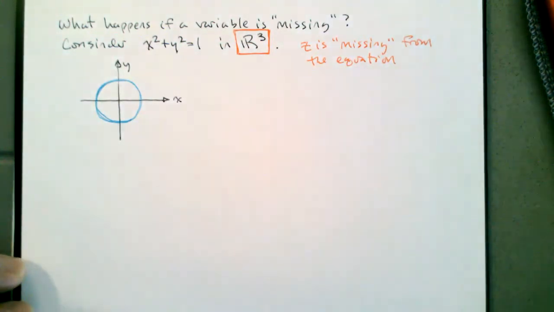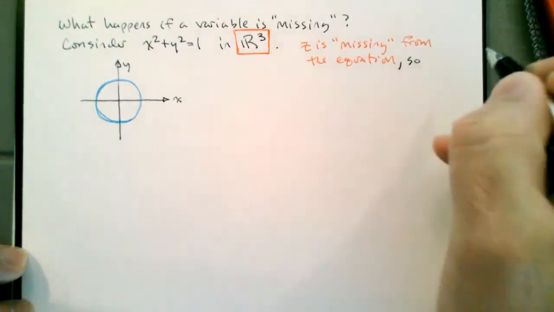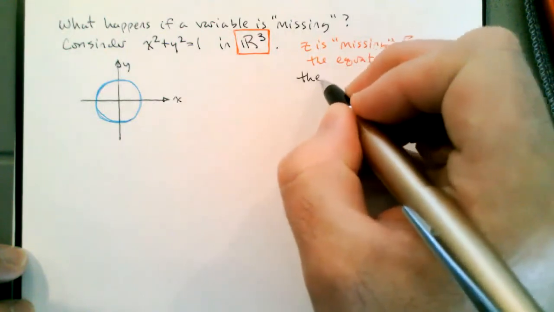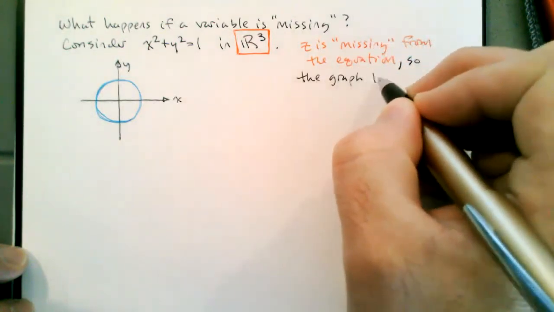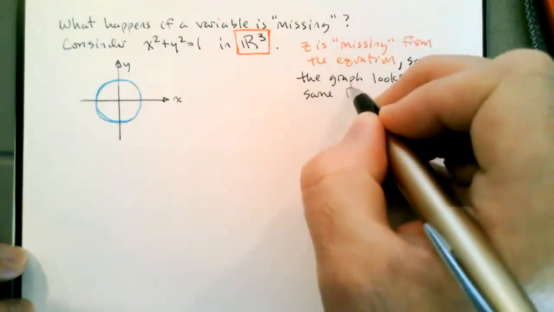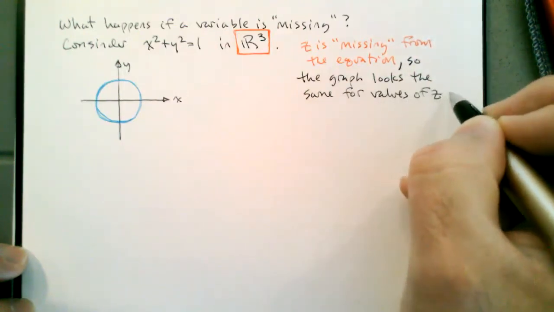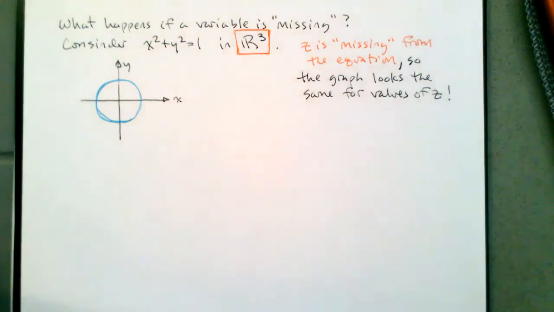Since z is missing from the equation, the graph looks the same for all values of z. So top down, we always see the same thing. So if we put this in 3D, it'll just look like a cylinder or a tube, just a cylindrical shell.